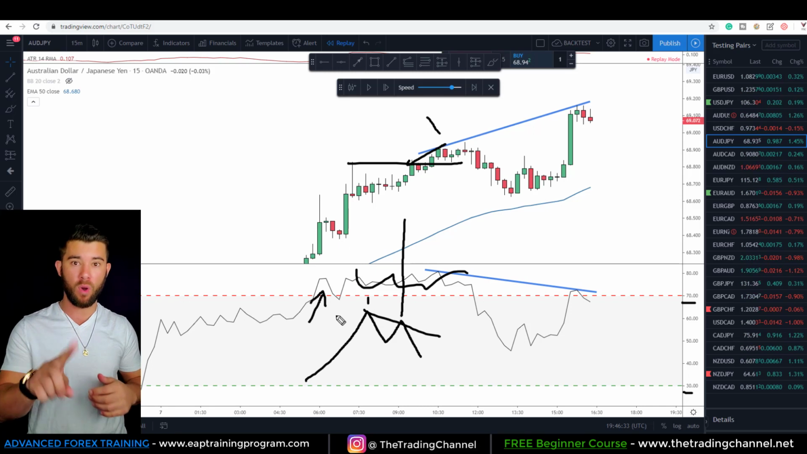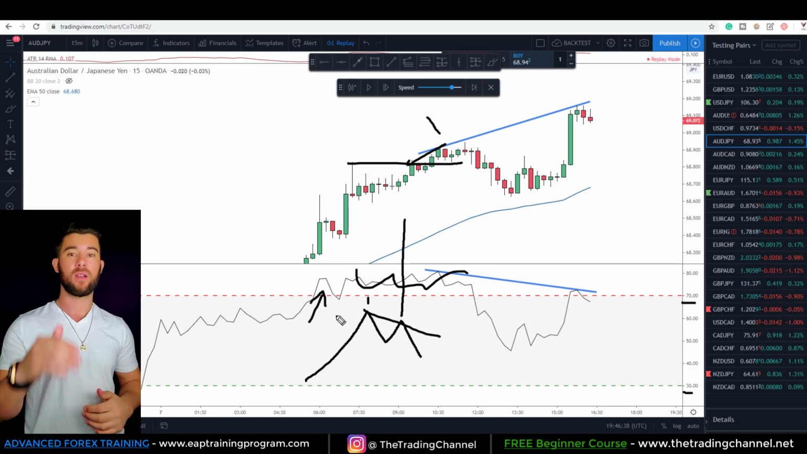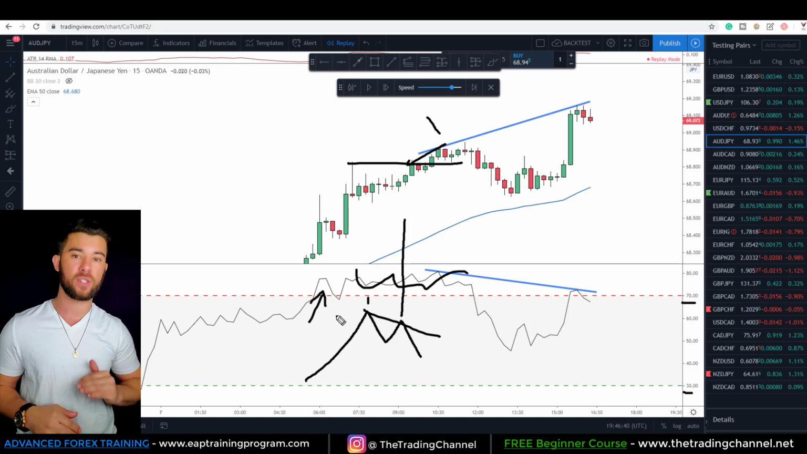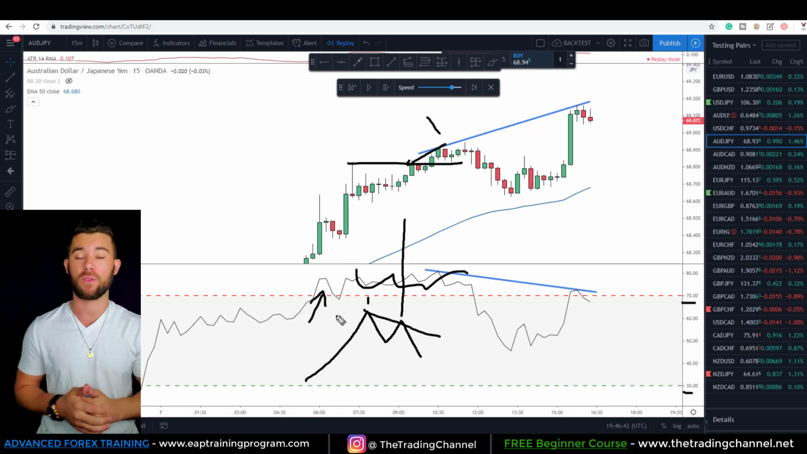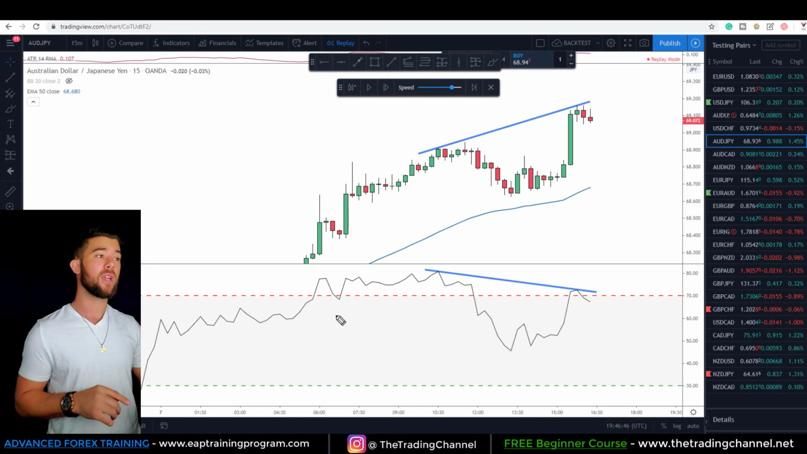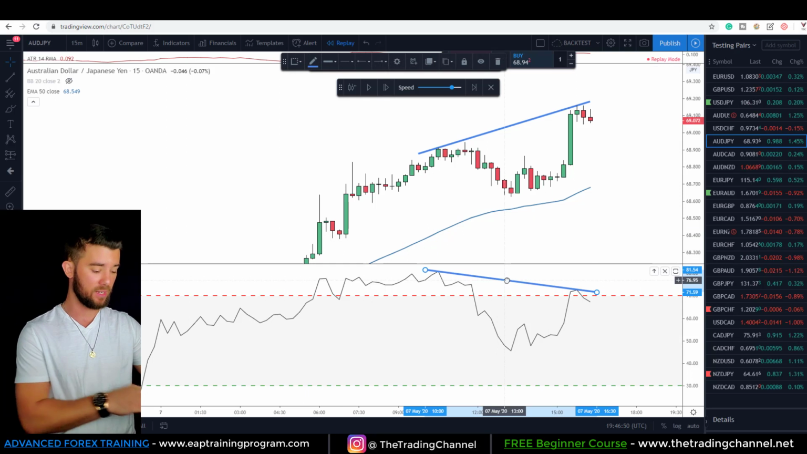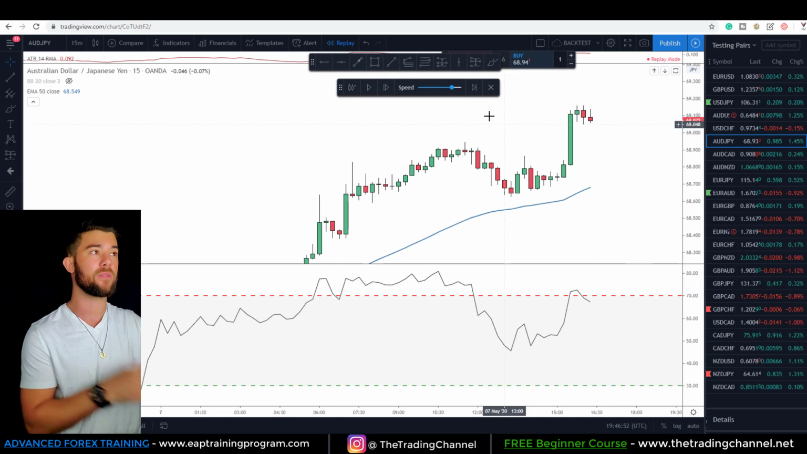Rule number one, in order to spot divergence, we need the market to be coming out of an overbought situation or an oversold situation. We'll look at an example of oversold in just a second, but that's the first step. The second step is, let me actually use this replay tool and show you something really interesting that a lot of traders make this mistake.